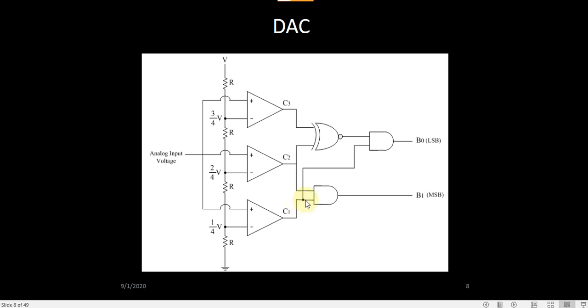Sir, I didn't understand. What conversion is this? I understood it's from voltage to binary, but what is LSB and MSB?